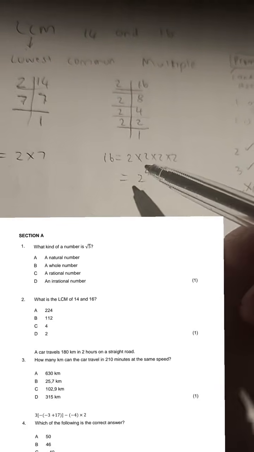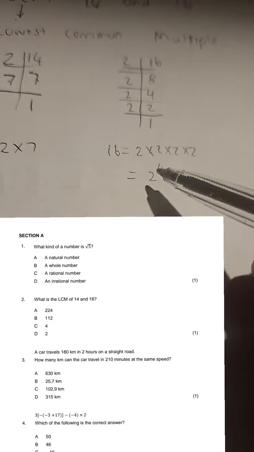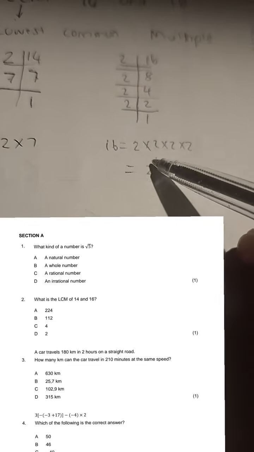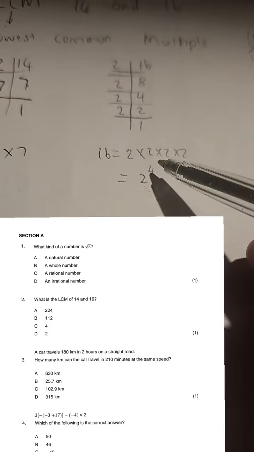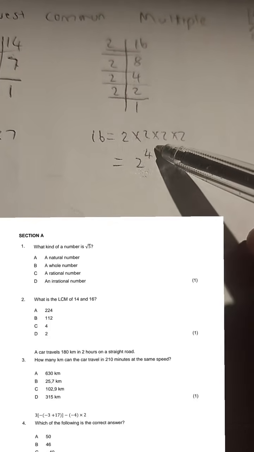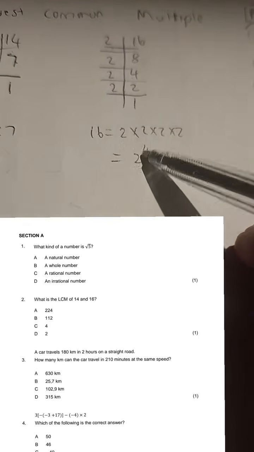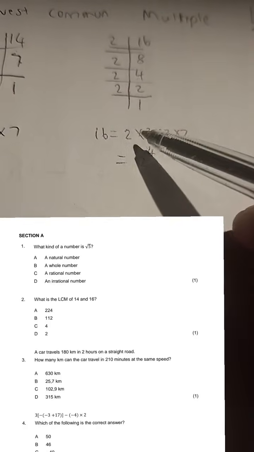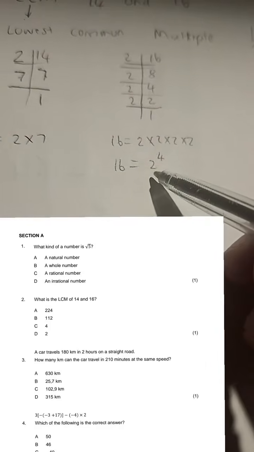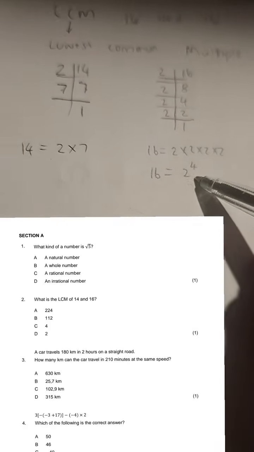How many 2's do we have? 4. Exponent, base. The exponent indicates how many 2's we have. 2 is our base, which is basically the number that is repeated, which you see there. That's why we write this 16 as 2 to the power 4. This is the exponential form of our number 16, 2 to the power 4.